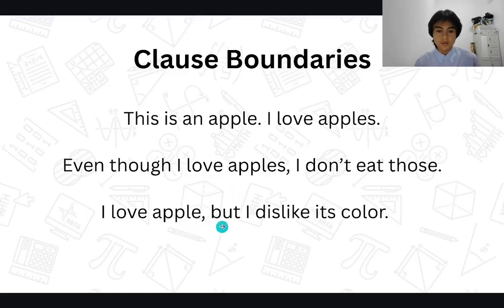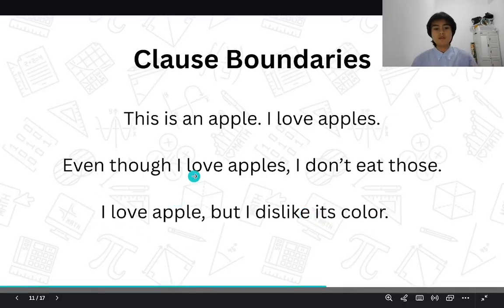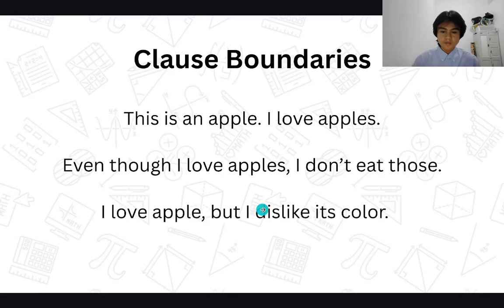Moving on, this is similar, but this is where we talk about the "but" or the conjunction. I love apples, comma, but I dislike its color. So this is an independent clause. Why? Because it has subject, verb, and object. But this, yes, it has subject, verb, and object, but it has the word "but." So it cannot stand on its own, because if I just say "but I dislike its color," it doesn't refer to anything. Like, what do you dislike?